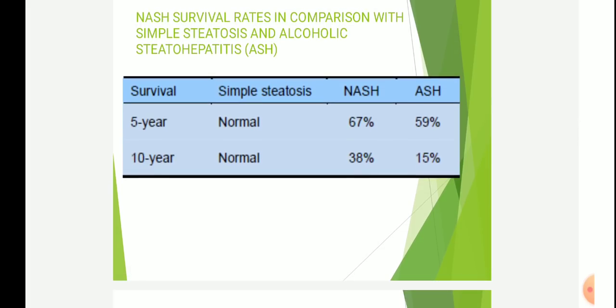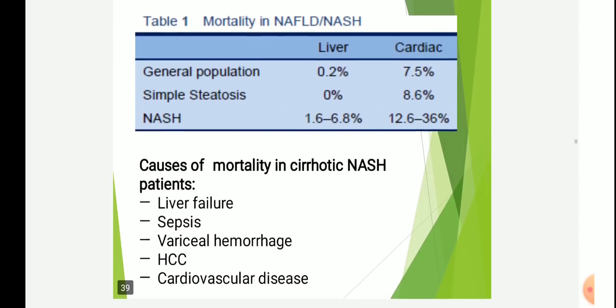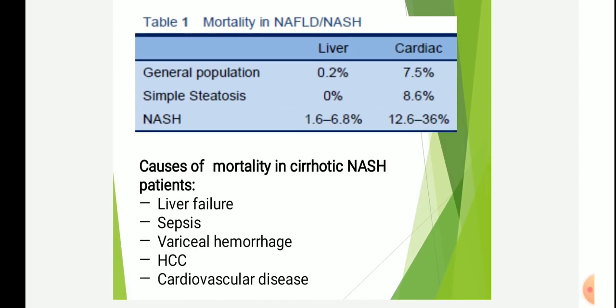So this again shows the survival rates in cases of NASH and alcoholic steatohepatitis. The 5-year and 10-year survival are always better in NASH than in ASH; that is, non-alcoholic steatohepatitis always has better survival rates compared to alcoholic steatohepatitis. So mortality again: liver failure, sepsis, variceal hemorrhage, HCC, cardiovascular diseases, all these complications contribute to mortality in the patient.